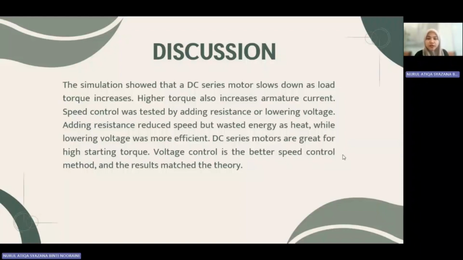Discussion: the simulation shows that the DC series motor slows down as the load torque increases. Higher torque also increases armature current. Speed control was tested by adding resistance or lowering voltage. Adding resistance reduced speed by wasting energy as heat, while lowering voltage was more efficient. DC series motors are great for high starting torque. Voltage control is a better speed control method, and the result matches the theory.